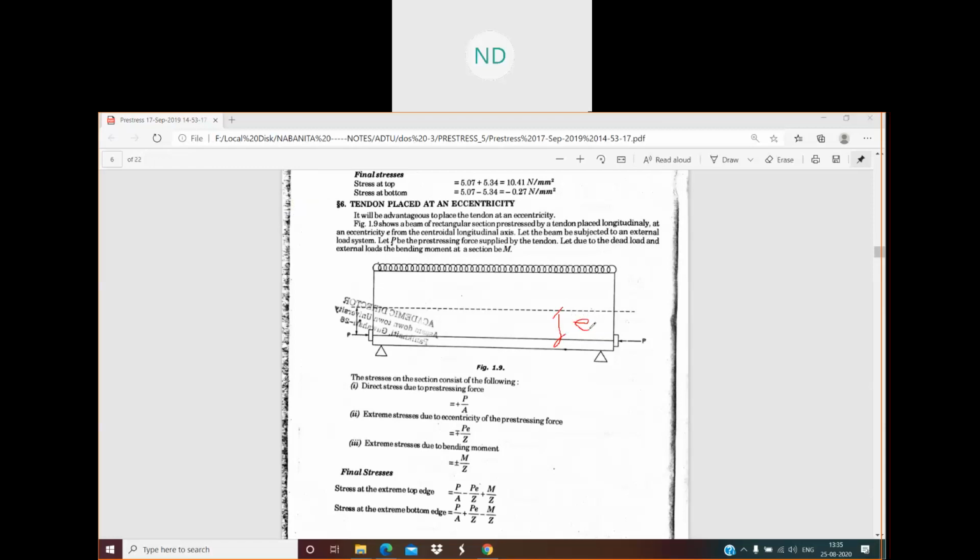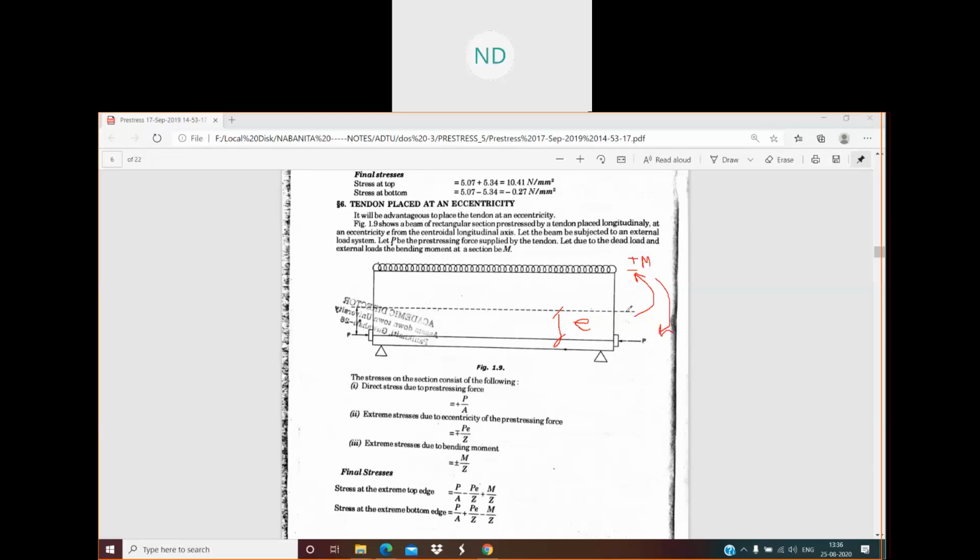This is your E, eccentricity. Now what will happen is that due to the dead loads and live loads, you had a moment in this way. So it was plus, that means compression at the top, and minus at the bottom. Due to that moment, the stresses which are developed are plus minus M by Z. Now due to eccentricity you are going to have a moment in this way.